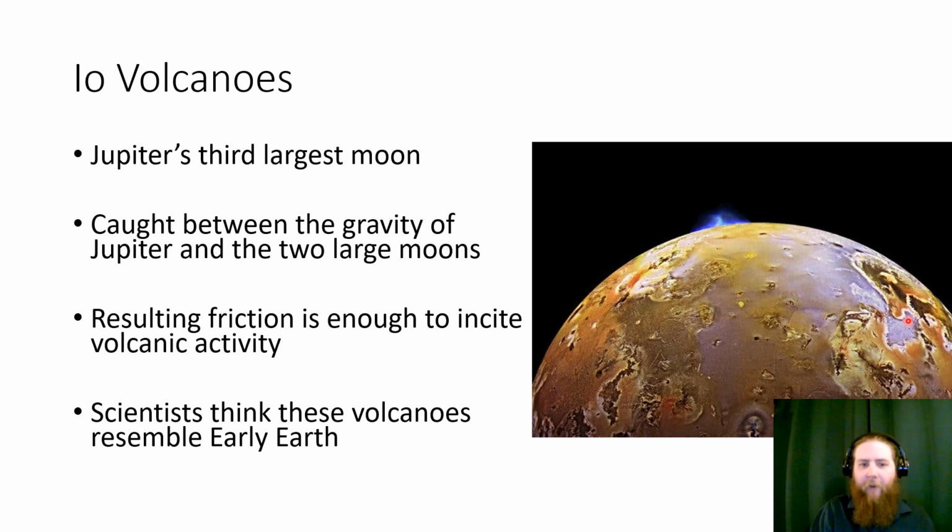And we think that these volcanoes on Io resemble early Earth, as we had the large moon. Our moon is much larger than most moons compared to their planet, and then there's the sun. As these two forces were creating friction on Earth, we think we had these early volcanoes, which led us to have an early atmosphere.